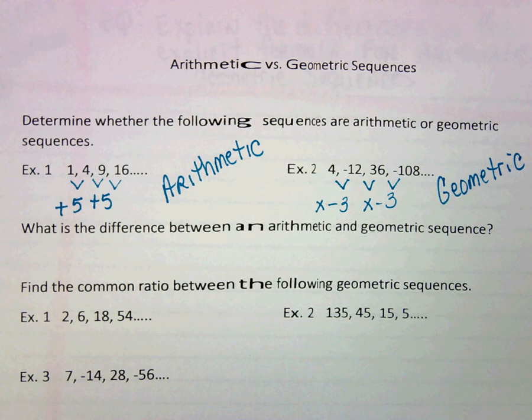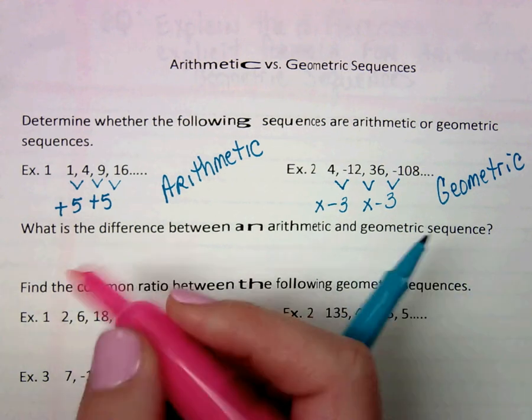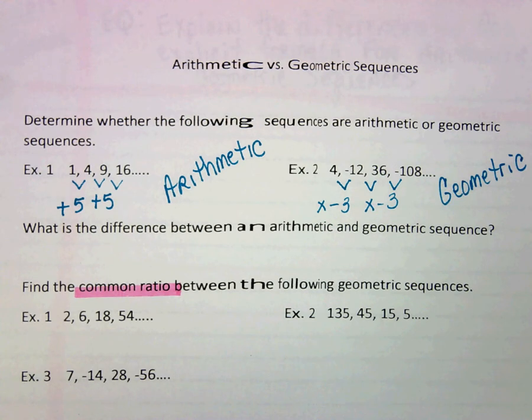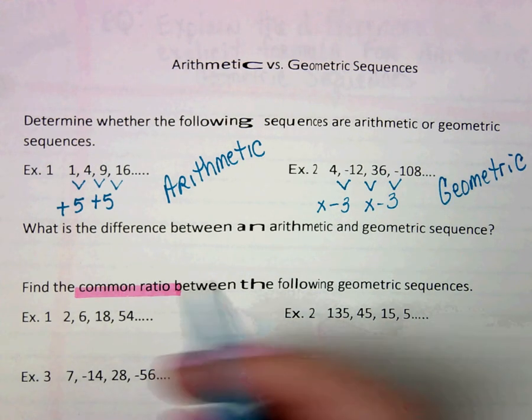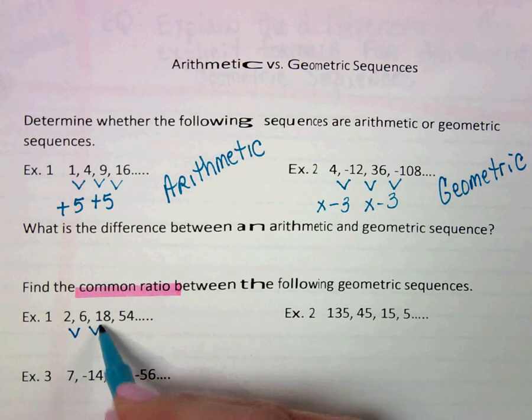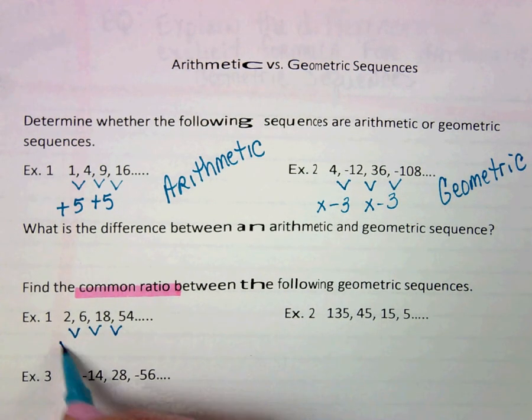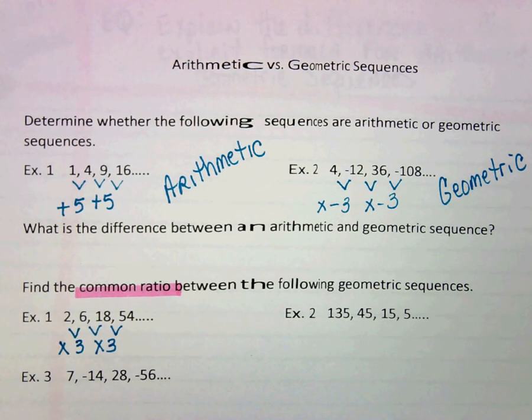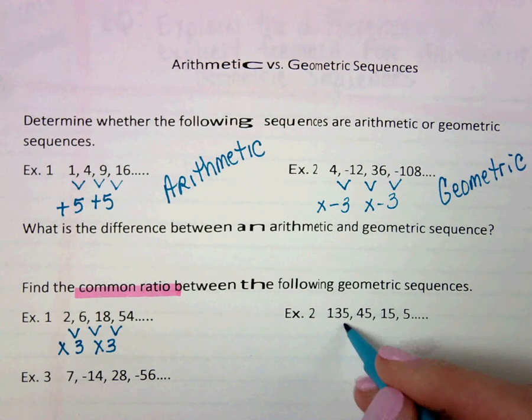So it says find the common ratio. So the common ratio is just the difference between each term, just like we've been finding. So just practicing here, finding that common ratio. The common ratio here is times 3. Really easy, right? Okay, check for the next one.